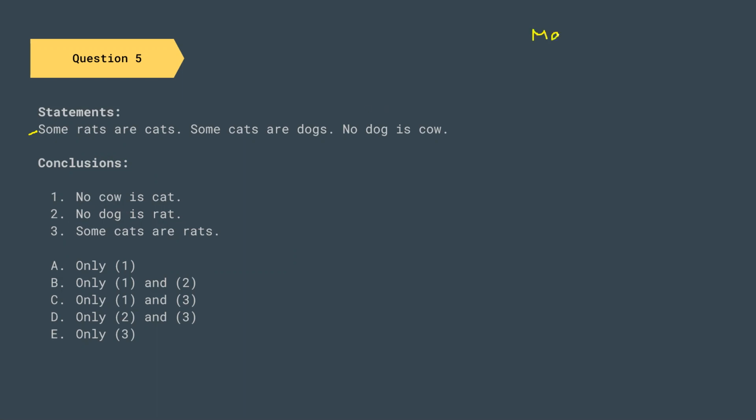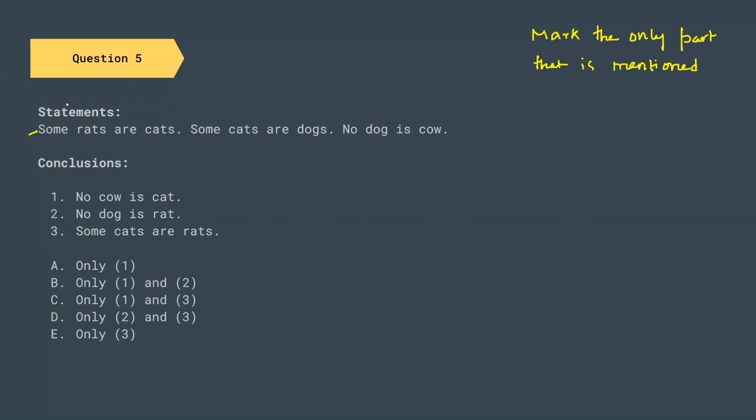Mark only the part that is mentioned. Don't mark anything else. Only mark the part that is mentioned. So now let us look into the statements.